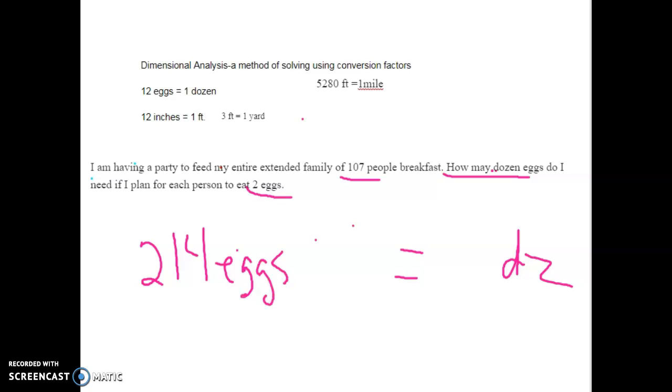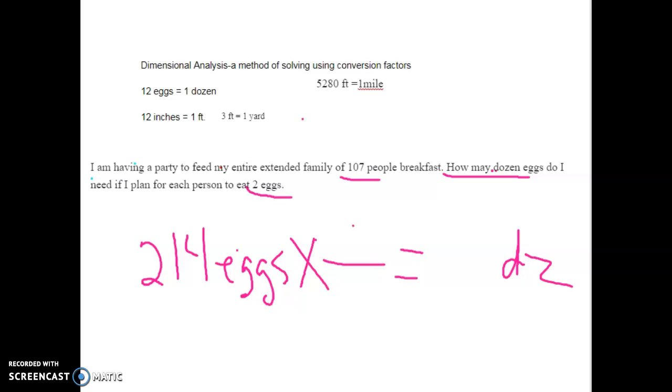Now, I know that you could quickly do this in your head and you could just say, oh, I'm just going to take 214 by 12 and that'll give me my answer. I understand that you're capable of solving this other ways, but you need to set it up exactly like this. This lesson is about learning that process and setting it up exactly how that process is. All right, so in dimensional analysis, we never divide. We always multiply by conversion factors.